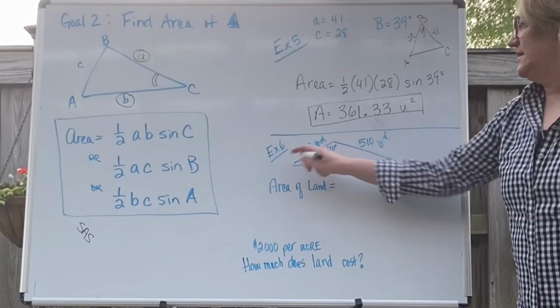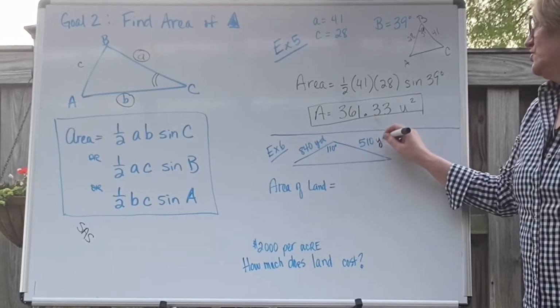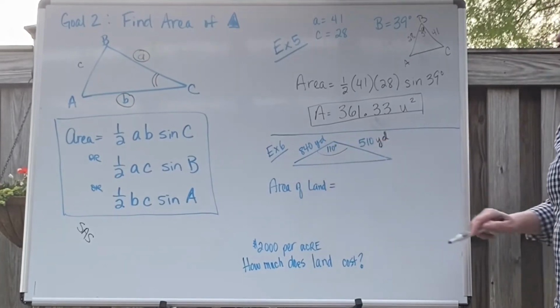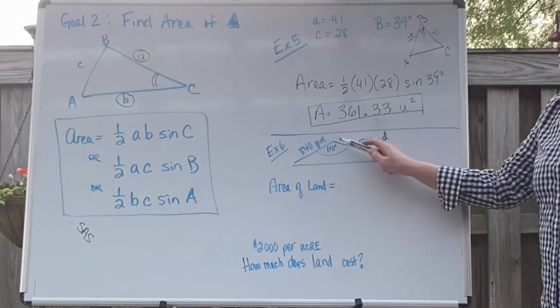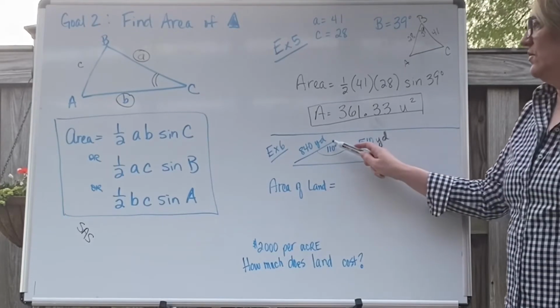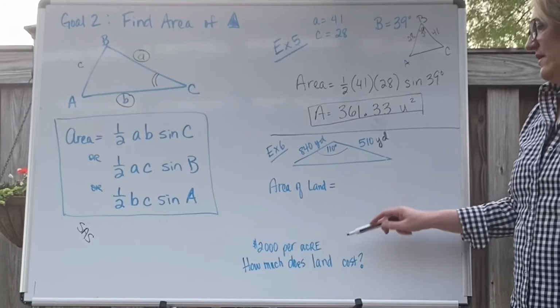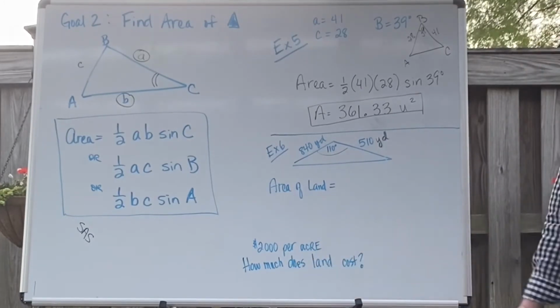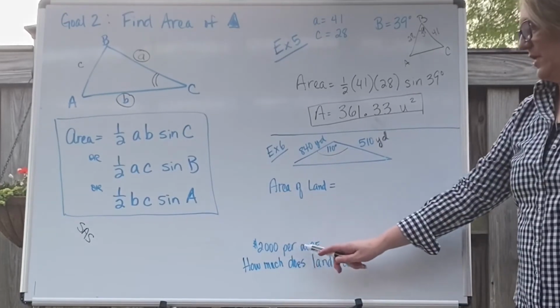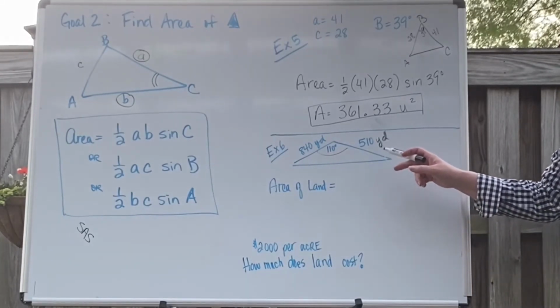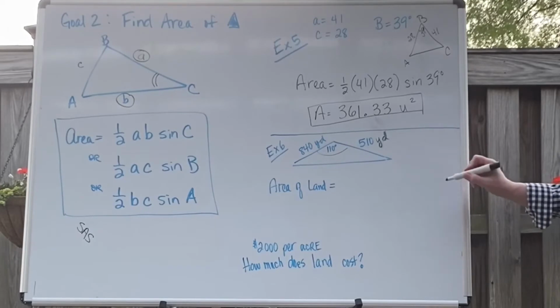We're going to say in example 6, let's say you have a triangular piece of land and the angle created is 110 degrees, and you have a side that's 510 yards and another side that's 840 yards. And you want to go find out how much does this land cost. It's $2,000 per acre. So the first thing you have to start with is, well, how big is the piece of land? So we're going to find the area.